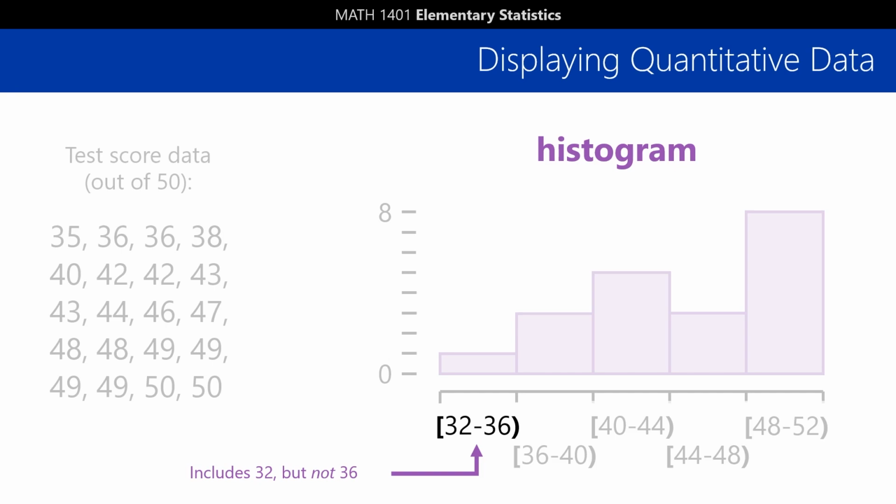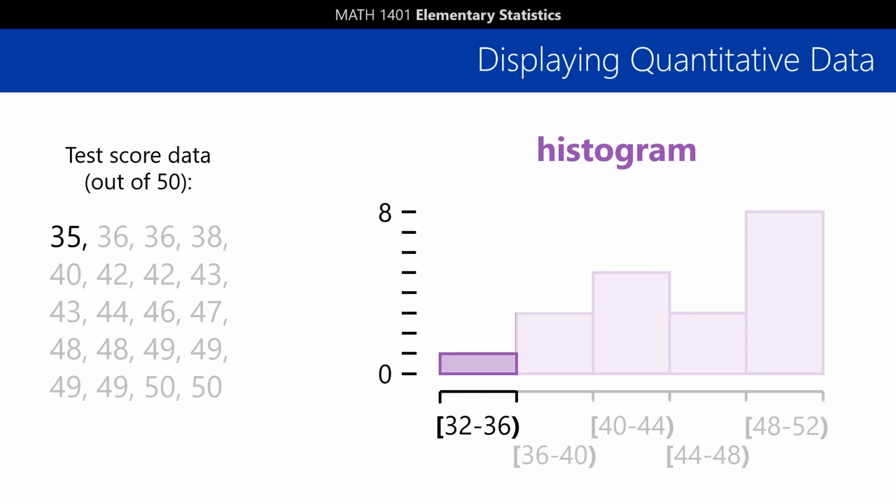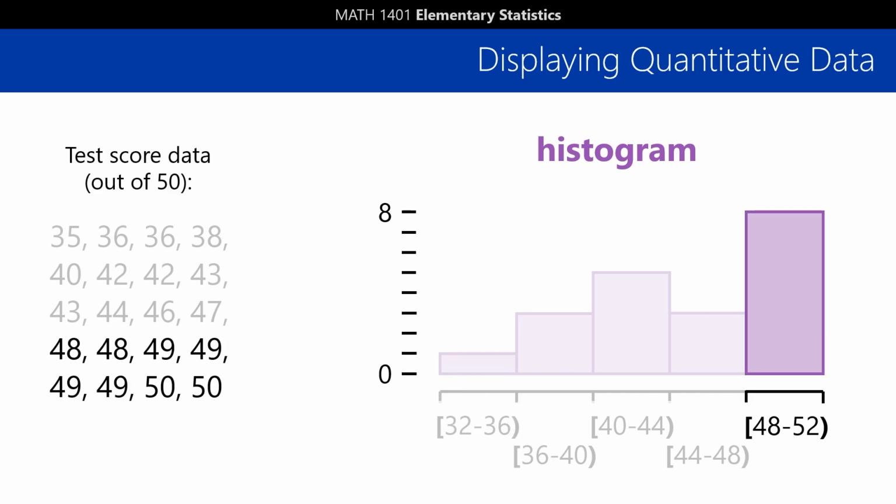Perhaps we could have just written this as going from 32 to 35, but that really only works when everything is a whole number. If there are decimals involved, these brackets are the best way to go. So our histogram tells us, for example, that there was only one student who scored less than 36 out of 50, while there were 8 students who scored a 48 or higher.